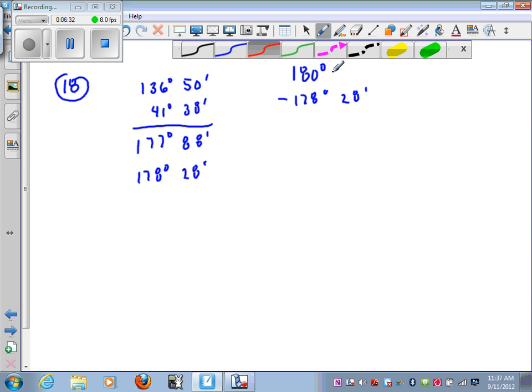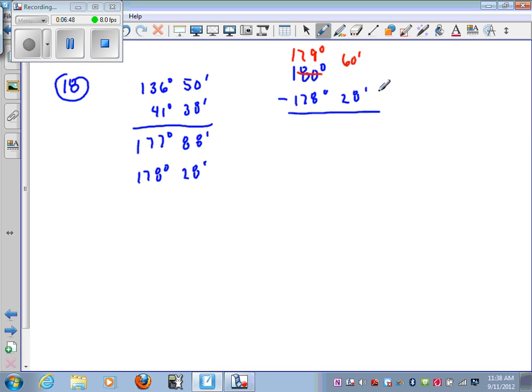Now I'm going to have to borrow a degree. So I'm going to go 179 degrees and then 60 minutes. So when I subtract these two, this is 32 minutes, and this is 1 degree. So 1 degree, 32 minutes.